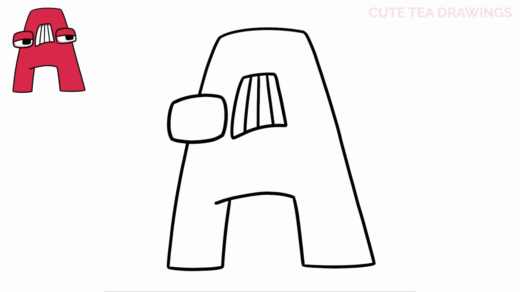Next, inside the eye, let's draw a curve across the center. And then underneath, a rectangle shape towards the right side, and then color it in black.